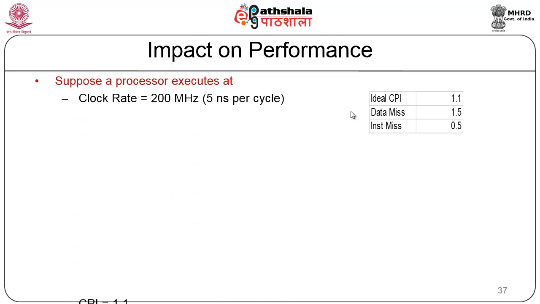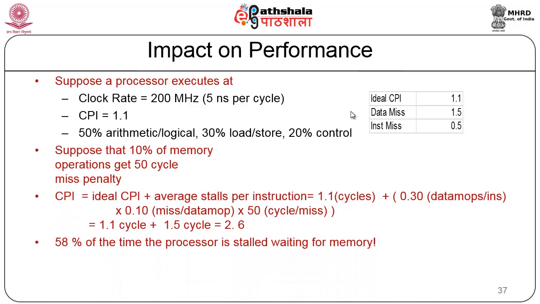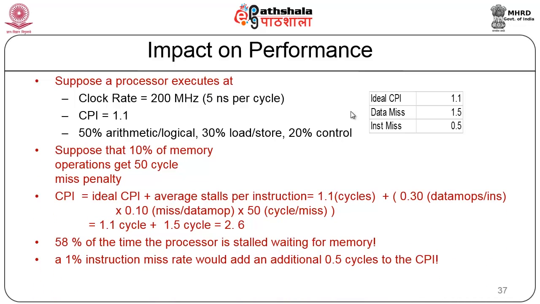Now, to show you an example of the impact on performance, this example gives you details of the clock rate and your original CPI value. It is shown that 50% of the instructions are arithmetic logical instructions, 30% are load store and 20% are control. And assume that 10% of the memory instructions miss, and they get a 50 cycle miss penalty. If you calculate the CPI value based on this data, you find that the CPI value is 2.6, which means that 58% of the time the processor is stalled waiting for memory.